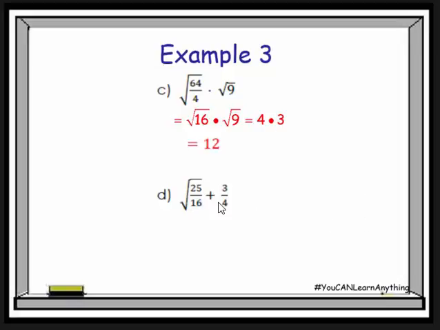Pretty straightforward. Now, last one down here, we have square root of 25 divided by the square root of 16. 25 and 16 we can't divide out. But what we can do is rewrite it as the square root of 25 over the square root of 16 plus 3/4. Okay. Then we know the square root of 25 is 5. The square root of 16 is 4. So that becomes 5 over 4 plus 3 over 4. And we know that with fractions, if the denominators, the bottom number, is the same, we can just add the tops. So 5 plus 3 is 8 divided by 4. 8 divided by 4 is 2.